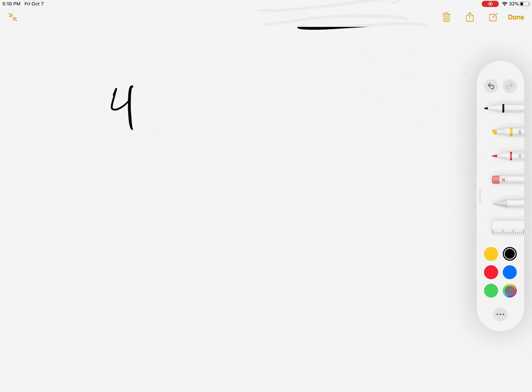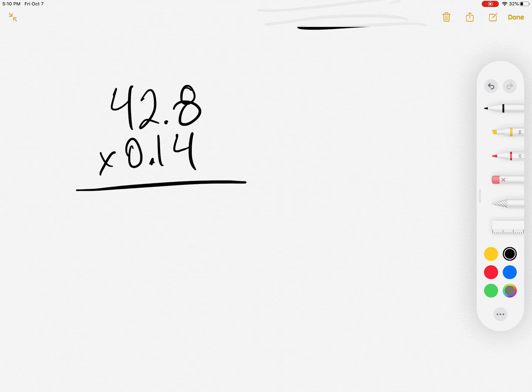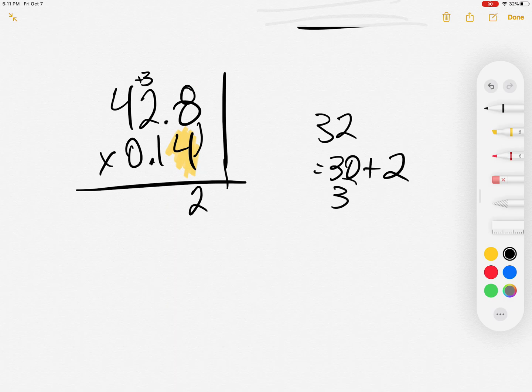Let's take 42.8 and we're going to multiply that by 0.14, something like that. So in this case, again, what are we going to do with the decimals? We are going to ignore the decimals. Just ignore them. We don't need them right now because it's all just place value. So we're going to start here, furthest to the right, and then we start multiplying. 8 times 4 is going to be 32. Remember, 3, 2 gives me 30 plus 2. This is 3 groups of 10. That's why I can move it up. 4 times 2 is 8, right here.